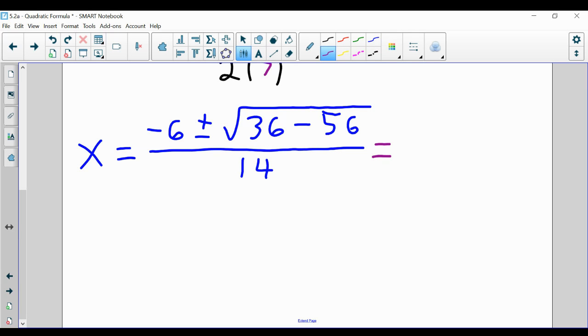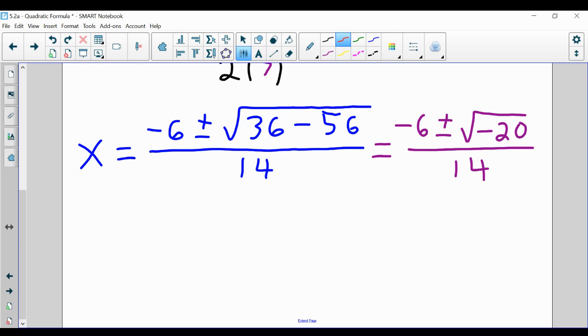Now I'm just going to do that subtraction real quick inside the radical. So we have negative 6 plus or minus the square root. 36 minus 56 is negative 20. Uh-oh. Square root of negative 20. Can we do that? No, of course you can't take the square root of a negative number. That breaks our calculators. It doesn't exist. Oh wait, we can do that now? Oh, that's right. We can now take square roots of negative numbers. We know that that just results in an imaginary number.